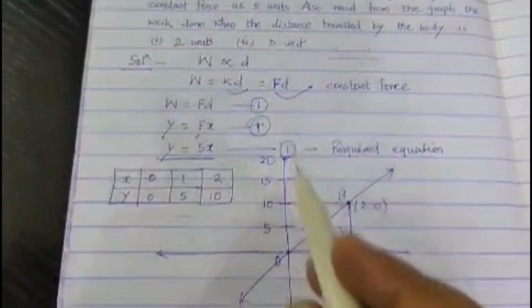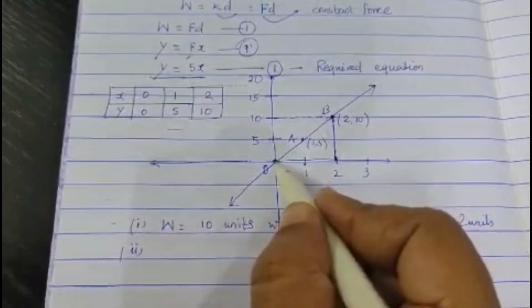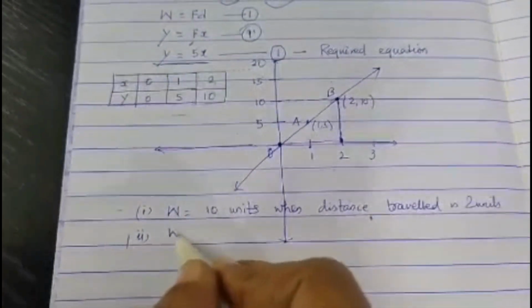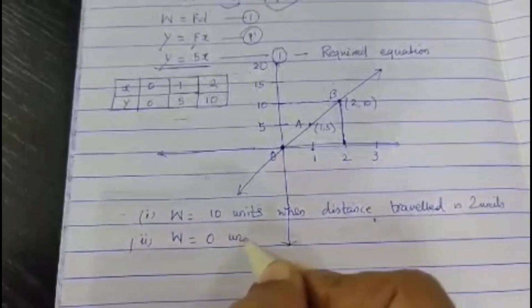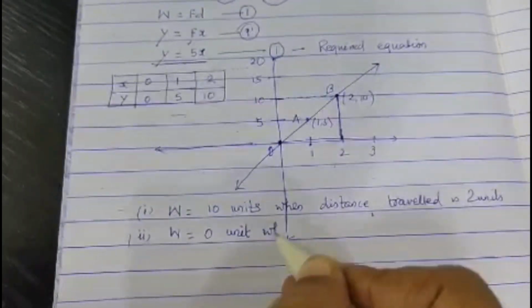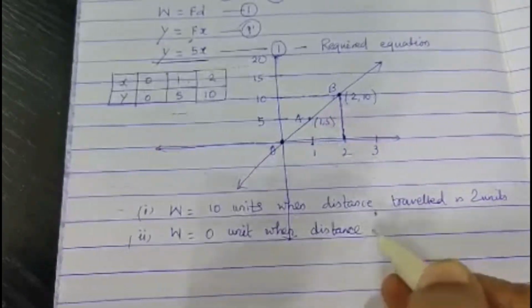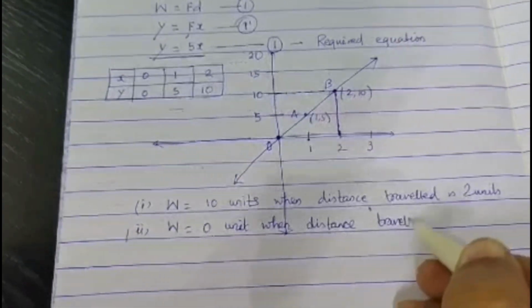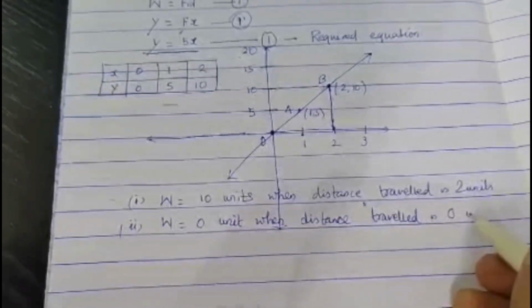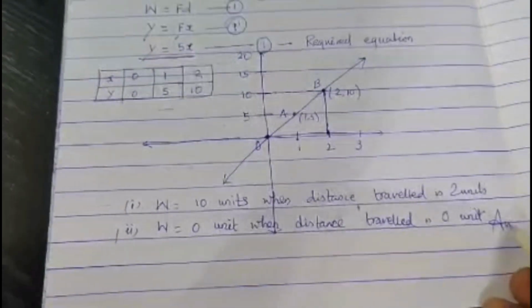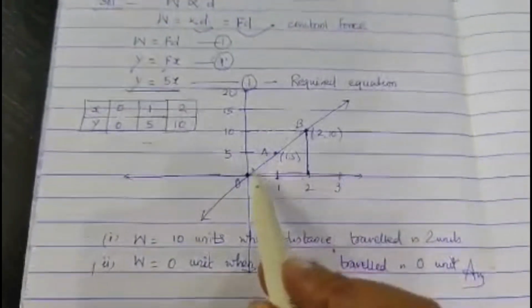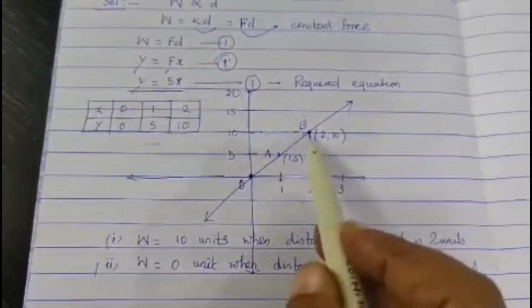Second one is when distance travelled is 0 units, then it is 0, 0. So work done is also 0. Work is 0 units when distance travelled is 0 units. So both you can get from the graph also.